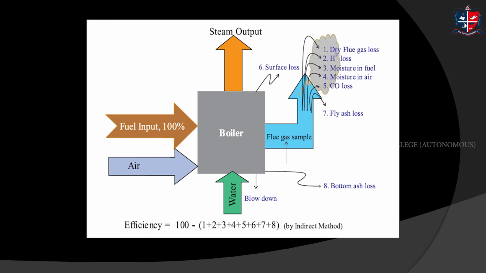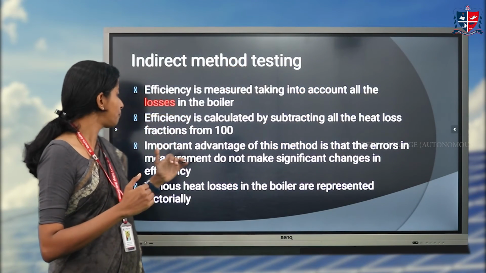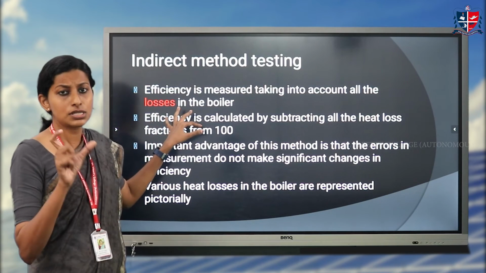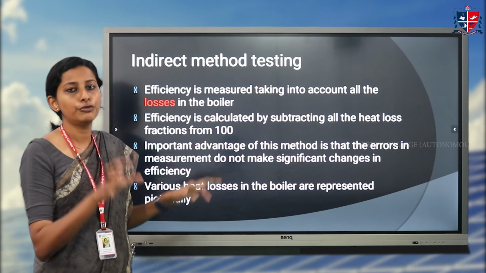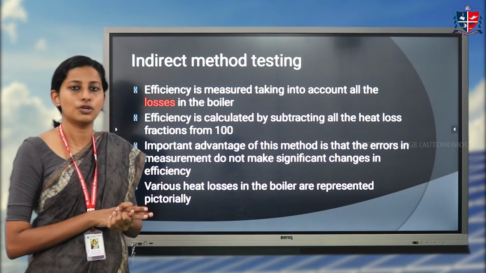All these values have to be taken into account when you determine the efficiency of a boiler. Such parameters should always be considered. That is what the indirect method stresses. So that is just given here as an introduction. Here we consider the losses. Losses are a very important parameter when you find the efficiency and evaporation ratio of a boiler.